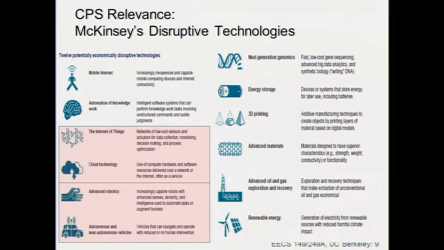Cloud technology, everybody knows about it. Advanced robotics is a big issue. Robotics is the task of designing a mechanical object with a lot of intelligence. It does very complex tasks, and it's supposed to coordinate with humans and with other objects. So that is a typical system as we study in this class.